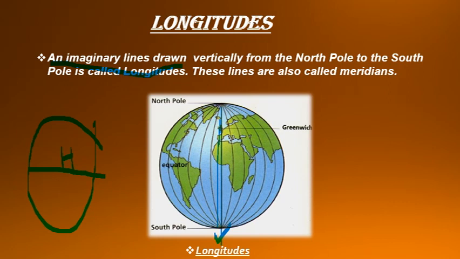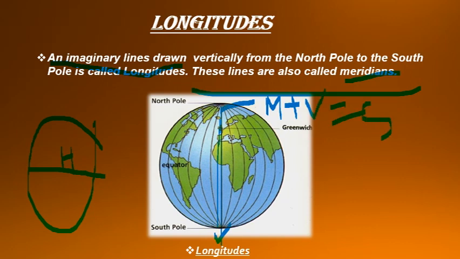These lines are also called meridians. So meridian and vertical are the same. So don't get confused about vertical line and meridian line.